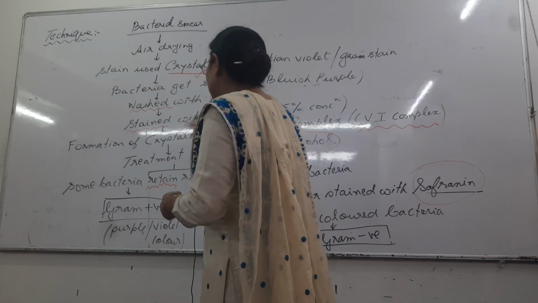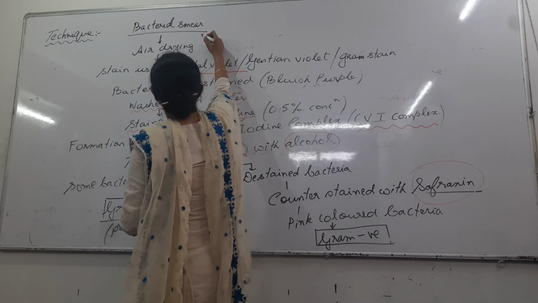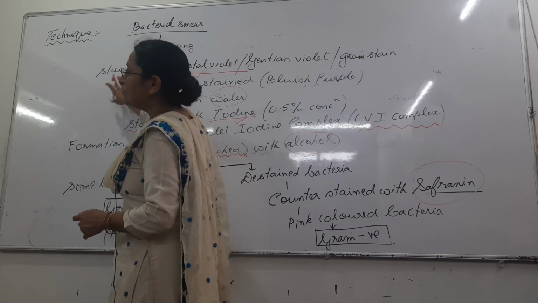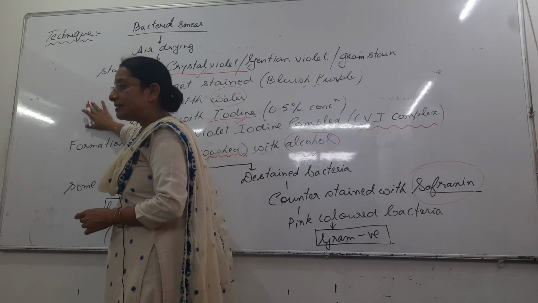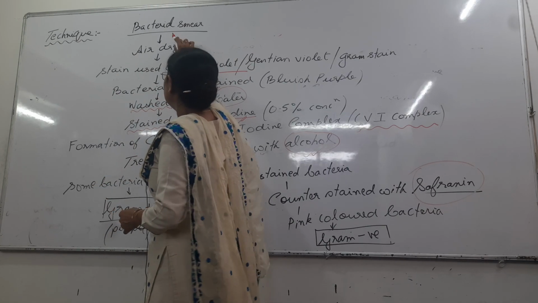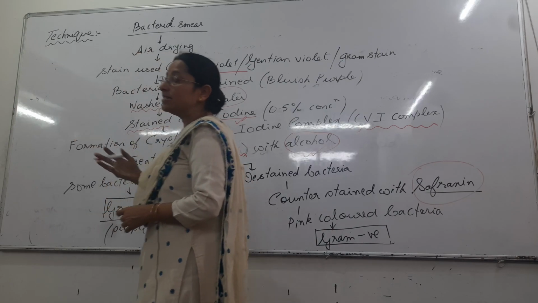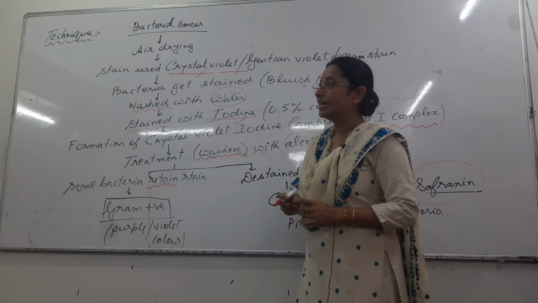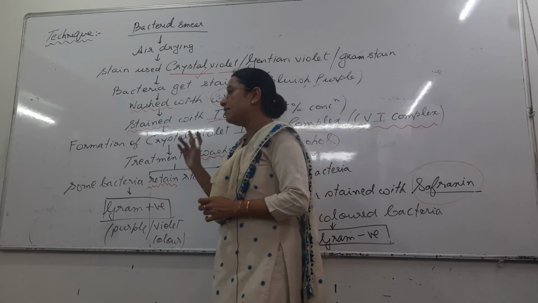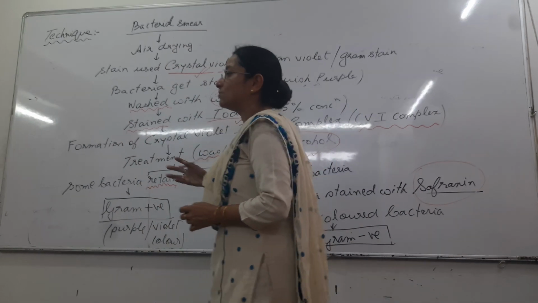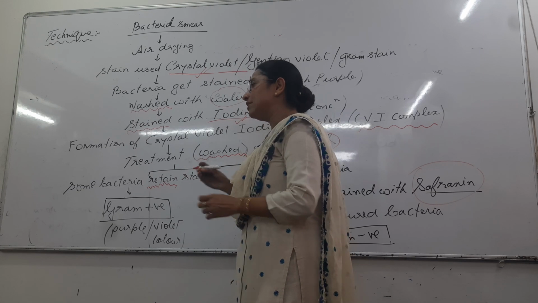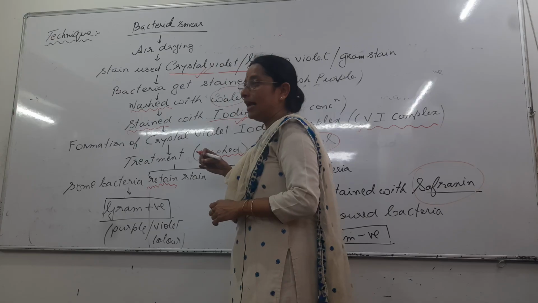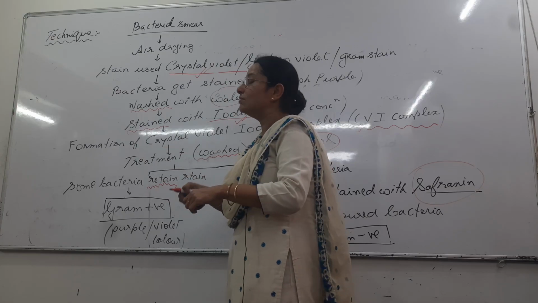Now talking about this entire process, we started with something called bacterial smear and air drying. We know we are going to color the bacteria, but instead of writing bacteria, we have written bacterial smear. Now what do you understand by the word smear or smearing? We have to stain the bacteria, but you cannot collect a single bacterium with your hand and dip it in color.